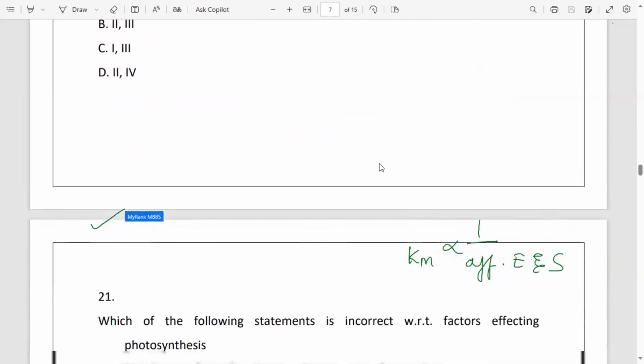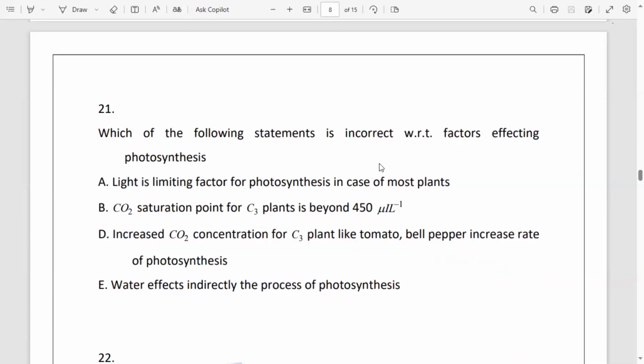You can go to the next. Now question number 21.